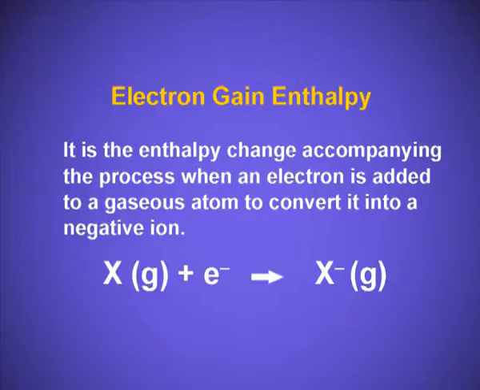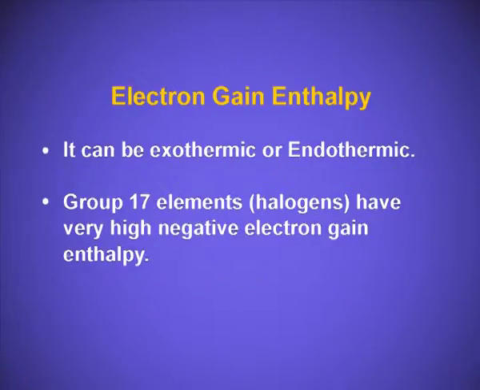X is in the gaseous state and we are adding an extra electron and it is changing into X with one negative charge, that is an ion. Electron gain enthalpy can be exothermic or endothermic, as I have explained earlier. Group 17 elements have very high electron gain enthalpy, but here we have to give stress on the point that the electron gain enthalpy of chlorine is higher than the electron gain enthalpy of fluorine, in spite of the fact that fluorine is the maximum electronegative element of the periodic table.